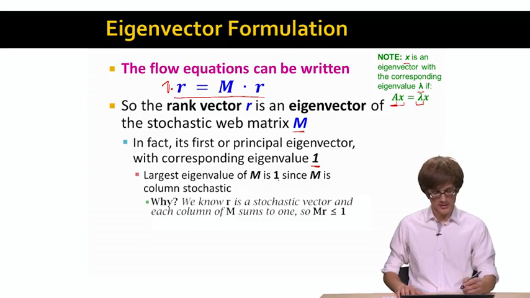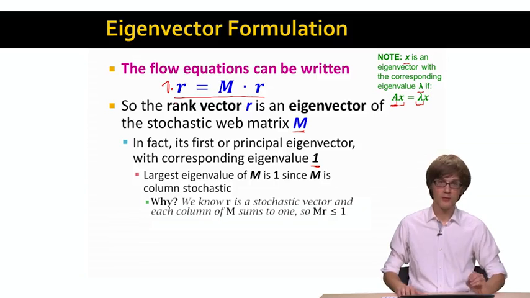Why is that the case? That's the case because vector R has a unit length, meaning its coordinates are non-negative and they sum to 1. And each column of M also sums to 1. So M times R, the value of that dot product, will be at most 1. So this means that the largest eigenvalue of our matrix is 1.